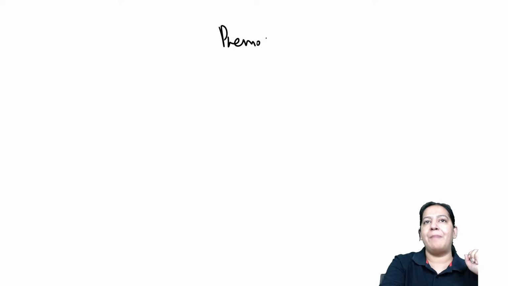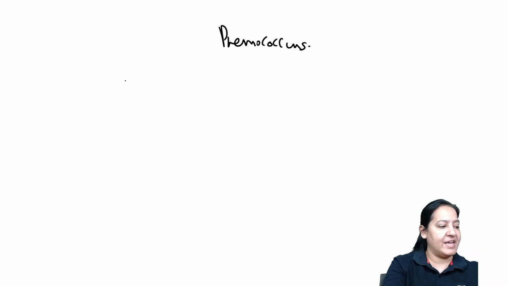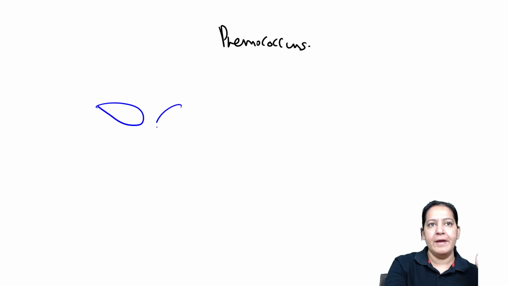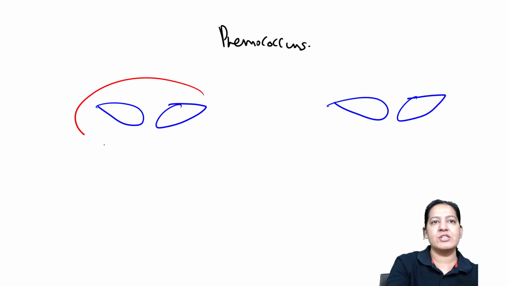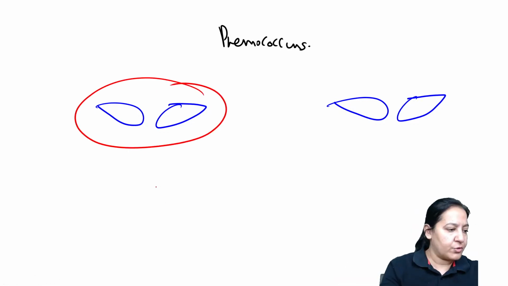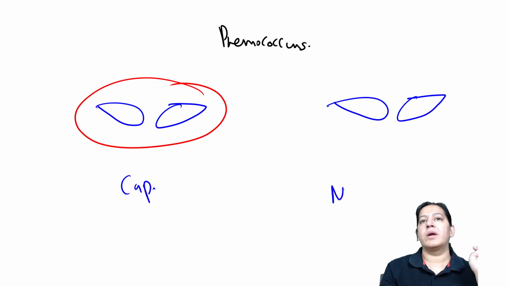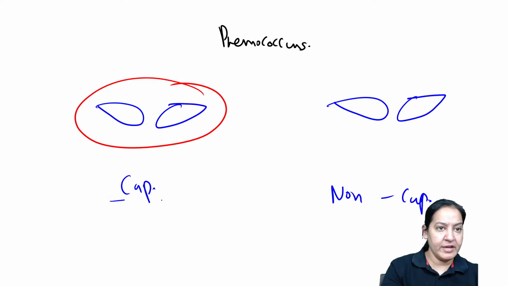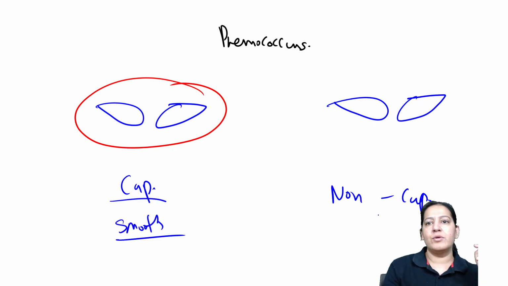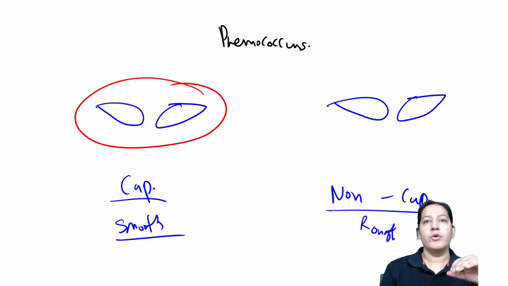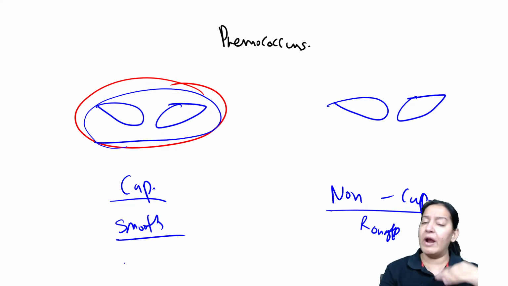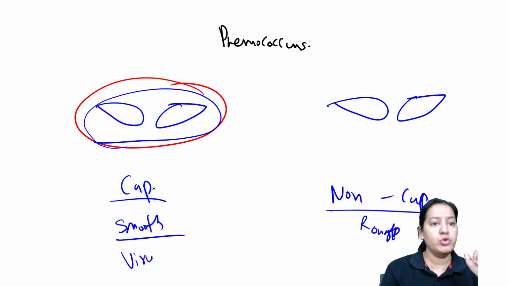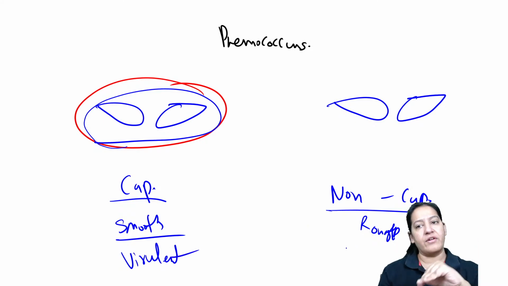So what is the summary? We have two types of pneumococcus bacteria. The first one is capsulated, the second one is non-capsulated. The capsulated one is known as the smooth one and the non-capsulated one is known as the rough one. The smoothness is due to the capsule. Capsule is required for causing disease. So the capsulated or smooth ones are virulent and the non-capsulated or rough ones are avirulent.